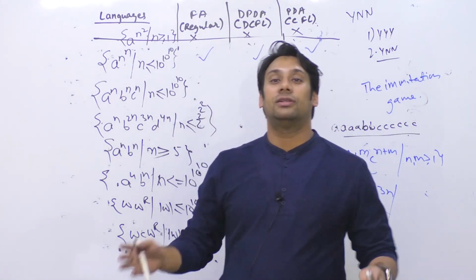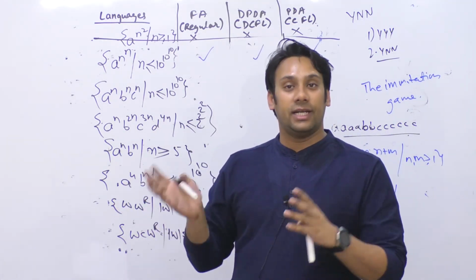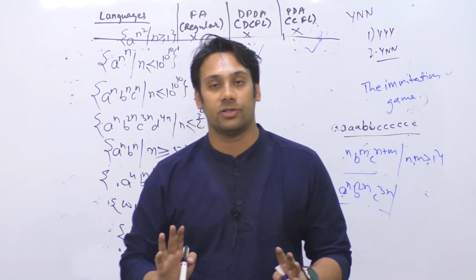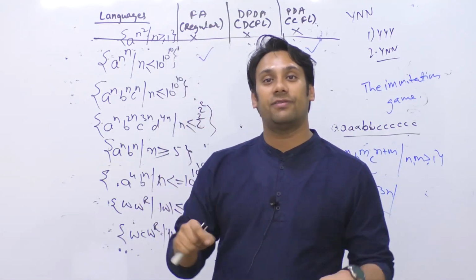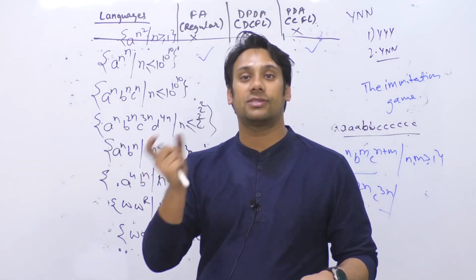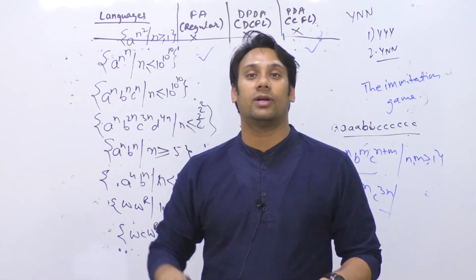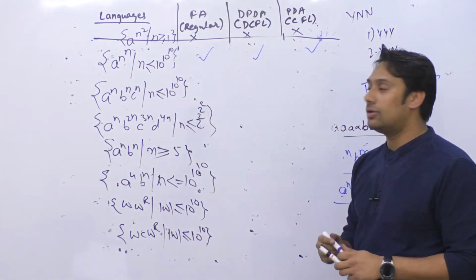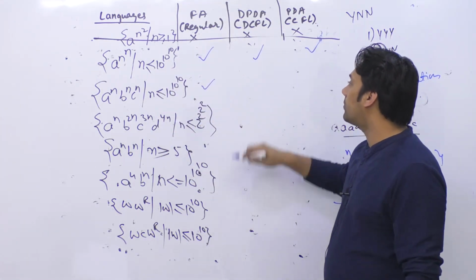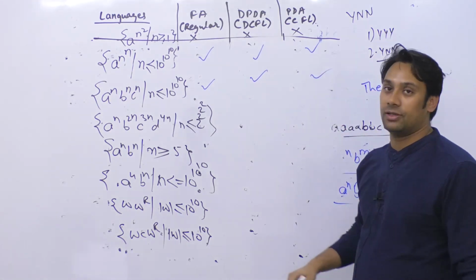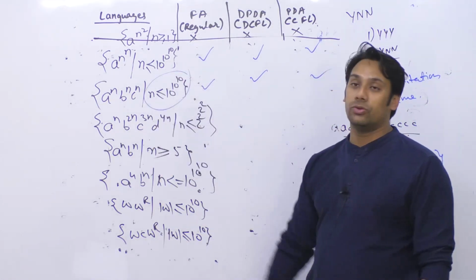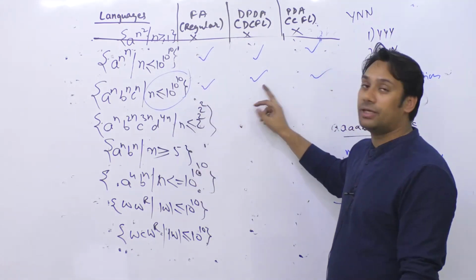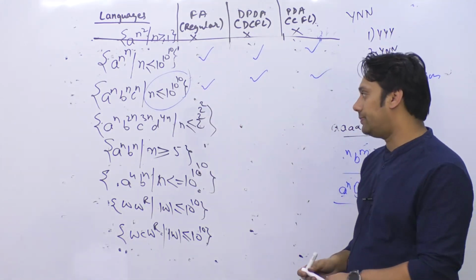Whenever the language is infinite, it might be possible that finite automata is possible, or it might not be possible. But if the language itself is finite, that is, the number of strings in the language is finite, then finite automata is always possible. So for this language finite automata is possible, DPDA is possible, NPDA is possible. Even though this number is very, very huge, the language is still finite.